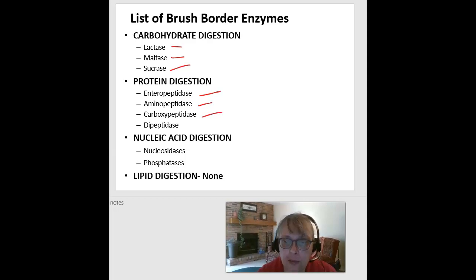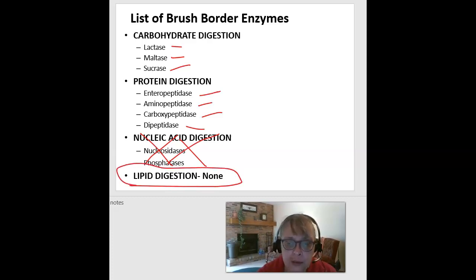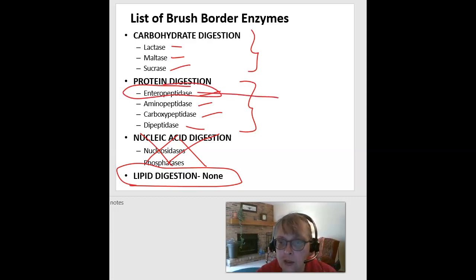Of these, I don't necessarily think you need to memorize them all, but one that is going to become important is enteropeptidase, because it's going to trigger pancreatic enzymes. So it's involved with protein digestion. What's important, I think, for you to remember, brush border enzymes can break down carbs and proteins.